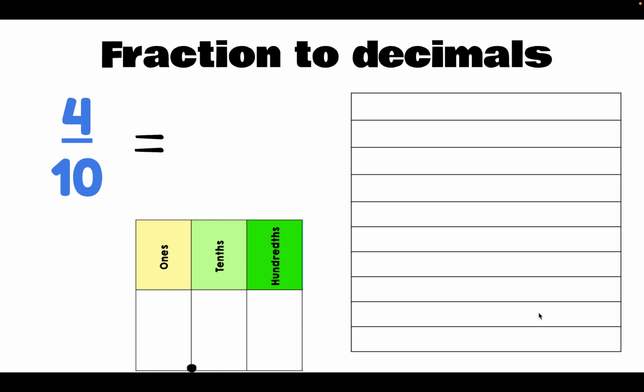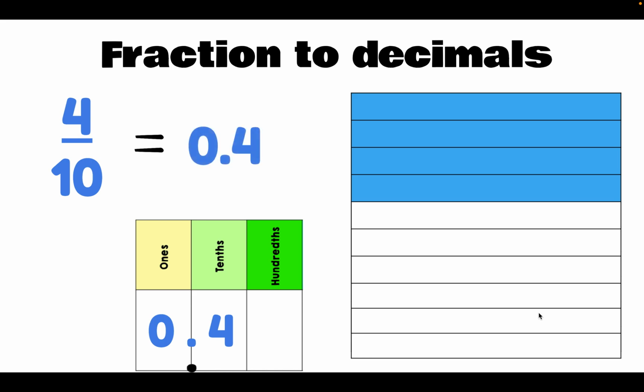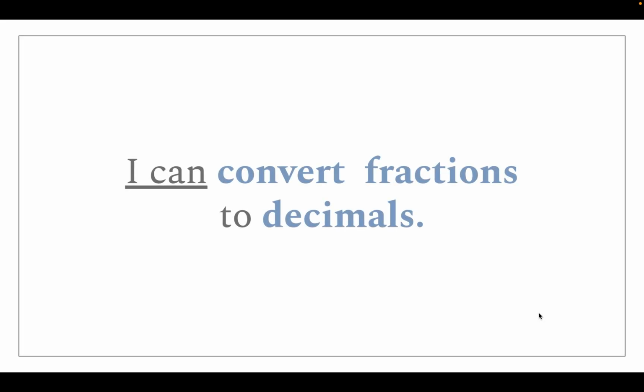What about 4 tenths? That's right, we would just shade in 4 of the 10, put the 4 under the tenths in our place value chart, and we know that our decimal is 4 tenths. Now you can convert fractions to decimals. Great job.